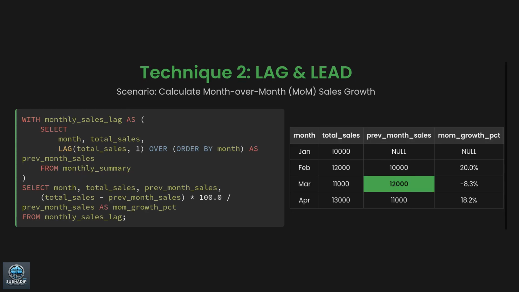Next, let's look at LAG and LEAD. These are incredibly useful for comparing values between rows. A classic use case is calculating month-over-month growth. The LAG function allows us to pull a value from a previous row. Here, we fetch the sales from the previous month. Once we have both current and previous month sales in the same row, calculating the growth percentage is simple arithmetic.